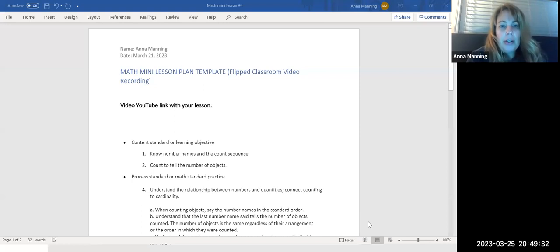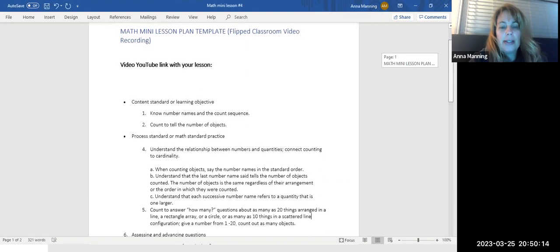So for the content standard or learning objective, the first one is to know number names and count sequence, and to count to tell the number of objects. For the process standard or math standard practice, it's understand the relationship between numbers and quantities, connect counting to cardinality. When counting objects, say the number names in the standard order. Understand that the last number name said tells the number of objects counted. The number of objects is the same regardless of their arrangement or the order in which they were counted.